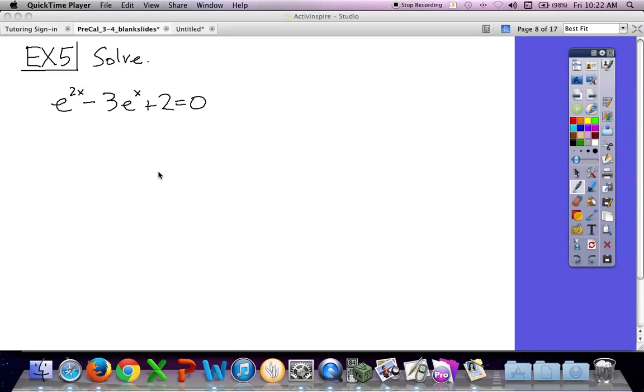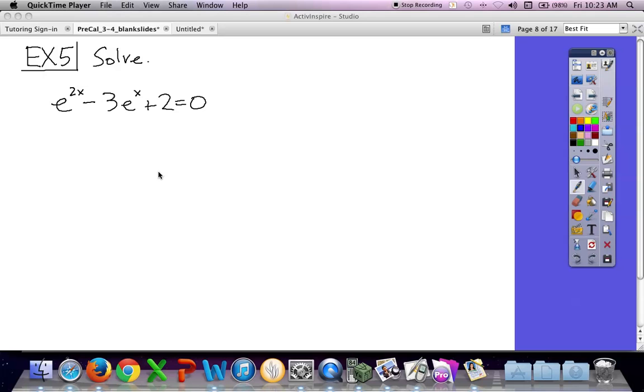What type of equation is that? It isn't that equation, but what type is it? No, it is exponential, but what type would we call it? Okay, it's quadratic type, right?